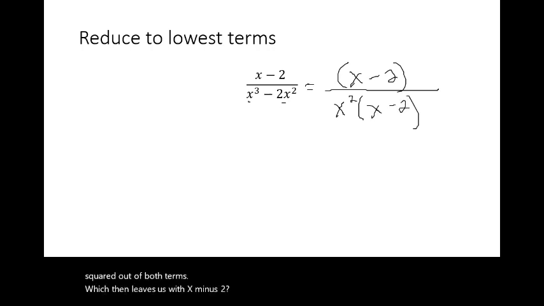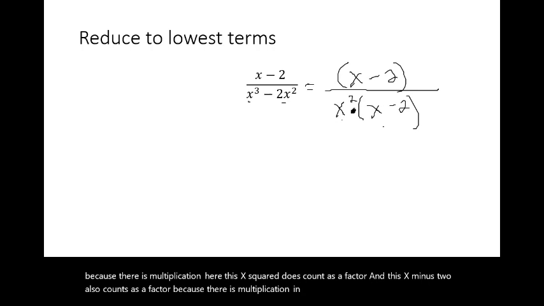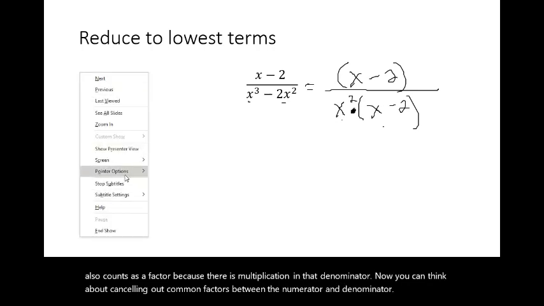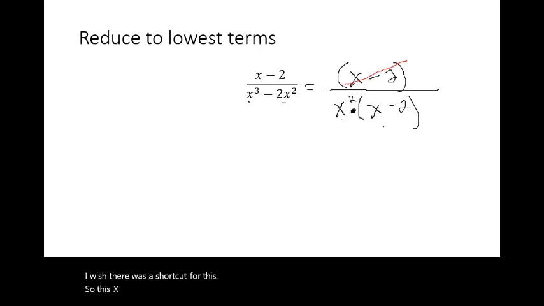Remember, when you factor out a GCF, you technically write it in front with multiplication. So because there is multiplication here, this x squared does count as a factor, and this x minus 2 also counts as a factor. Because there is multiplication in that denominator, now you can think about canceling out common factors between the numerator and denominator. I wish there was a shortcut for this. So this x minus 2 in the numerator can cancel out with this x minus 2 in the denominator.